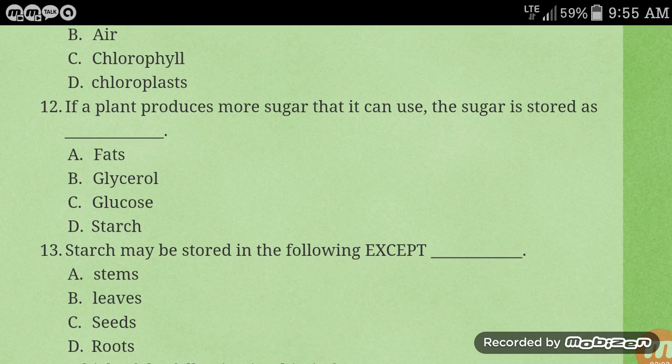Next one, number 12. If a plant produces more sugar than it can use, the sugar is stored as starch. Okay, so that's why we have sweet potatoes or potatoes. What more? Grains like rice, corn. Okay, those are starch. Now, in animals, if there's too much intake of carbohydrates or sugar-rich food, we will begin to store that in the form of glycerol or fats. Okay, that's why we have fats.